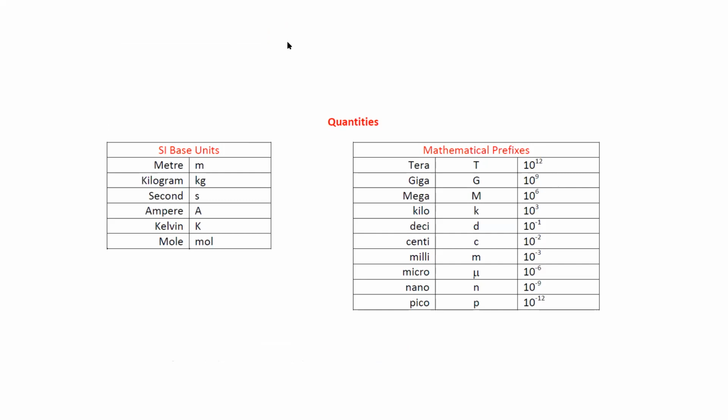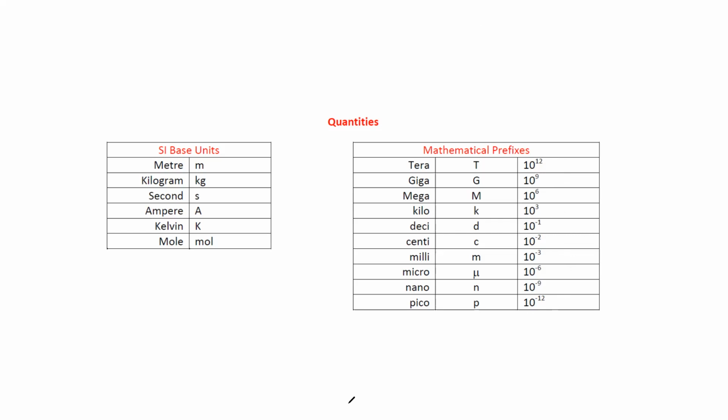Then the prefixes which we normally use: 10 power 12 is tera, 10 power 9 giga, 10 power 6 mega, 10 power 3 kilo, 10 power -1 deci, -2 centi, -3 milli, -6 micro, -9 nano, and -12 pico.